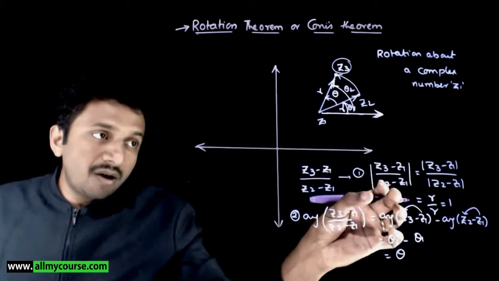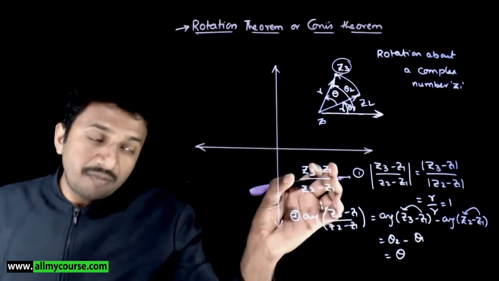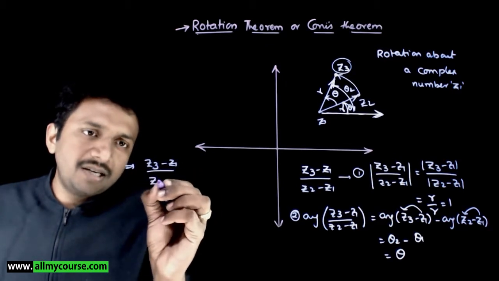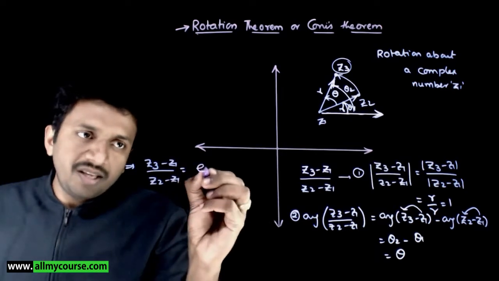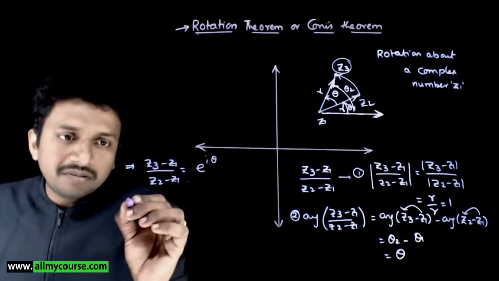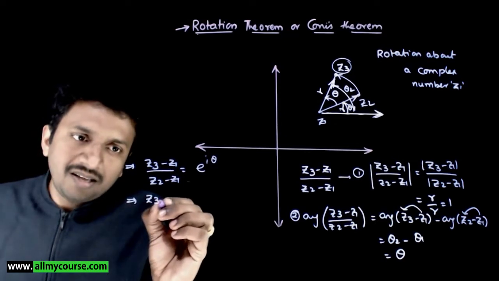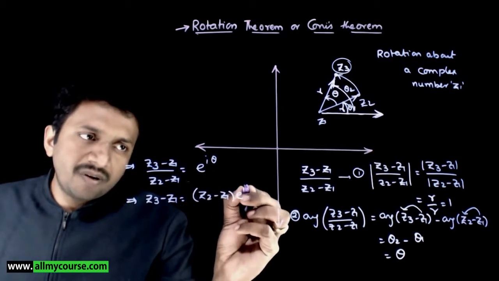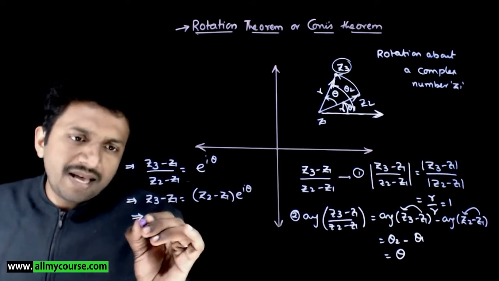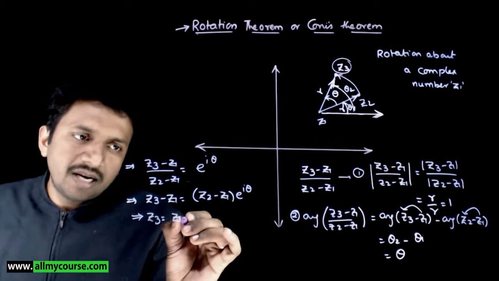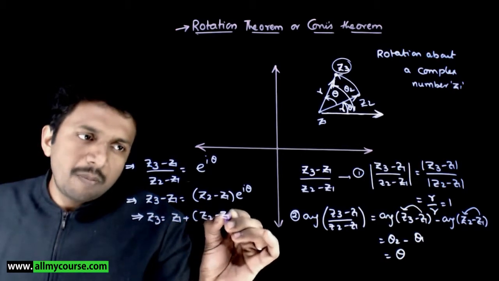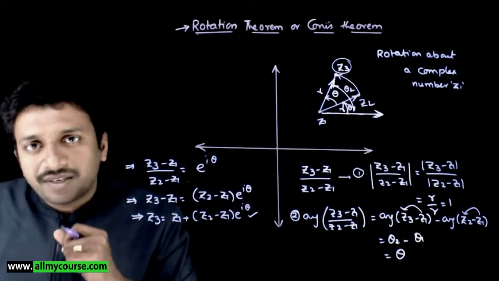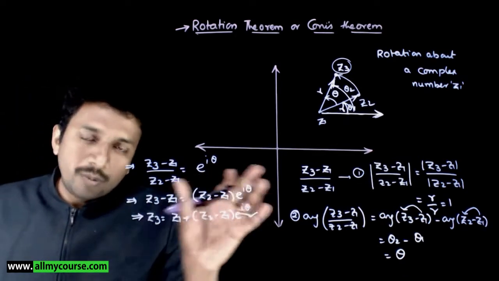So now modulus of this complex number is 1. Argument of this complex number is theta. So can I write (z3 minus z1) by (z2 minus z1) is equal to e power i theta? This implies z3 minus z1 is equal to (z2 minus z1) times e power i theta. And this implies z3 is equal to z1 plus (z2 minus z1) times e power i theta. So this is how you find the value of z3. I hope the process is clear.